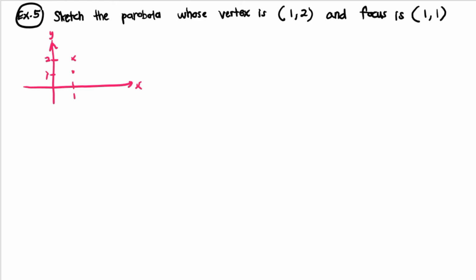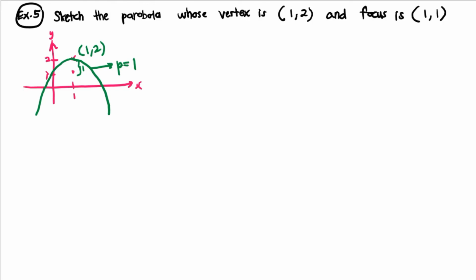So therefore the shape of the parabola could not be like this, because the focus is somewhere around here. Therefore it should open downward, something like this. That's basically the shape of this parabola. We know that this is the vertex, which is (1, 2), and the distance here is 1, therefore we know that p is equal to 1.